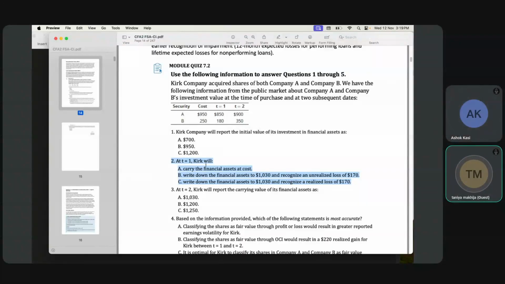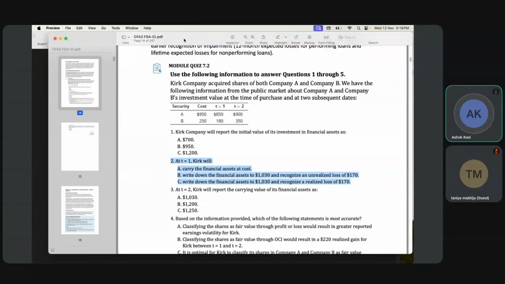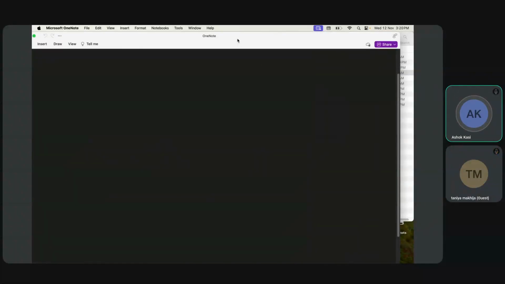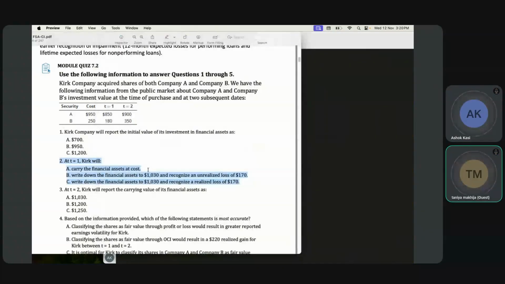Now, at P equal to 1, Kirk will carry the financial assets at cost, write down the financial assets to 1030 and recognize unrealized loss of 170. Write down the financial assets to 1030 and recognize a realized loss of 170. So I marked it as C. Okay, fine. We'll do this sum now.